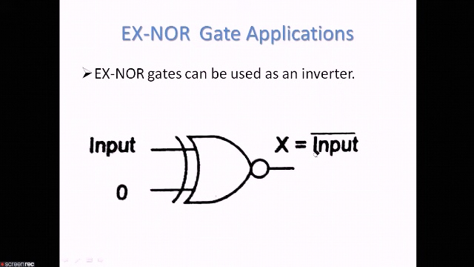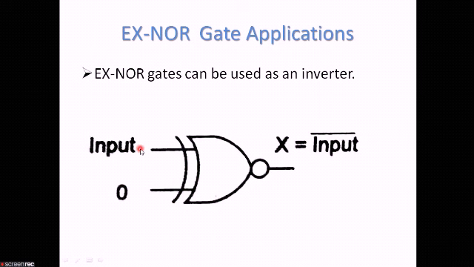So the XNOR gate can be used as an inverter by connecting one of the two input terminals to logic 0 and feeding the input sequence to be inverted to the other terminal, as shown in this figure. Here one of the inputs is 0 and the other input is this input. So the output will be giving the comparator. That is, if the input bit is 0, the output is 0 XNOR of 0.